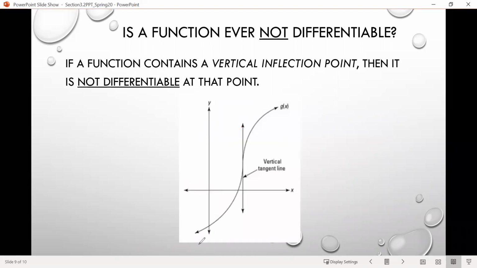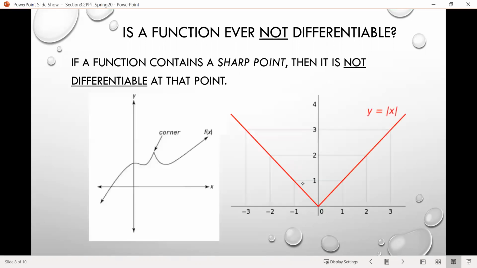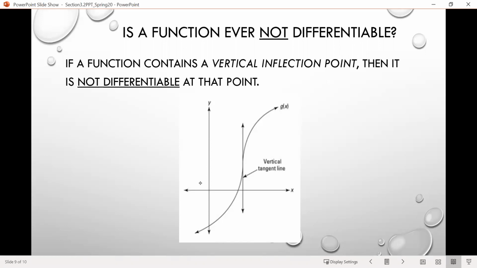And then the last one is if we have a vertical tangent line or a vertical inflection point. That would be an example of where it's not differentiable. So looking at this function g of x here, notice at this point where they have the vertical tangent line, that's a tangent line that touches at just one point, but it's going straight up and down. So it's an example of why it's not differentiable.